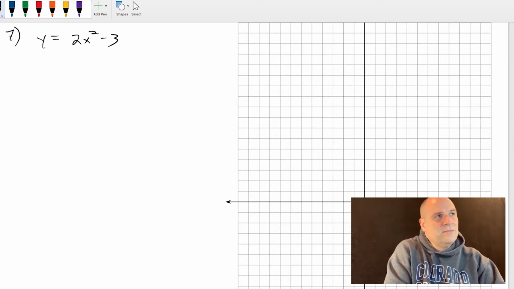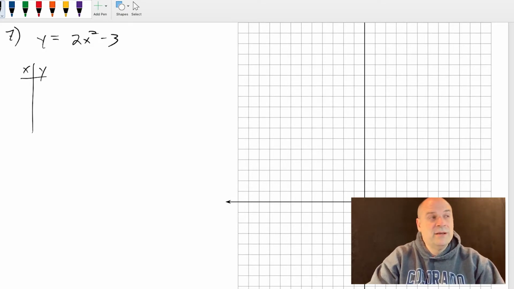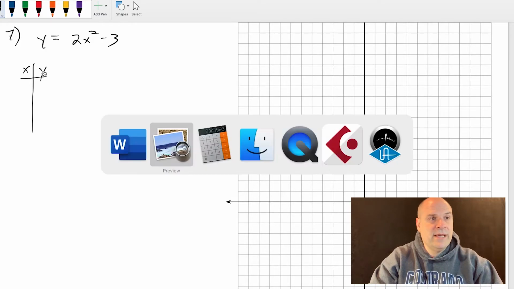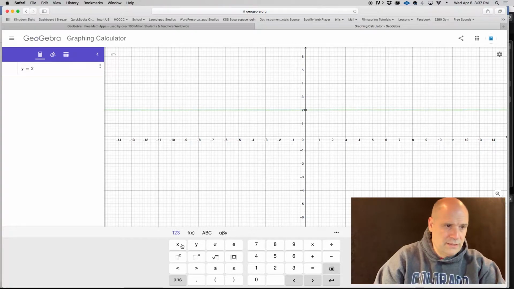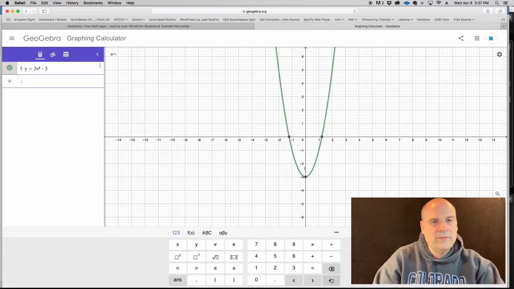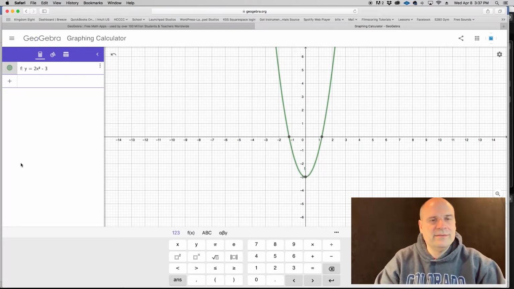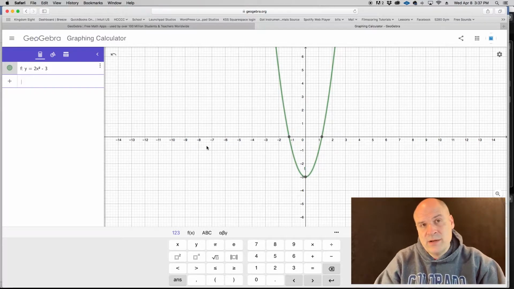Okay, so you can plot these points if you want to, or you can use a graphing calculator, and you can go to geogebra.com to do that. So let's do that. So we're gonna plug in y equals 2x squared minus 3. And that's what our graph looks like, okay? So our x value, our domain, is basically how chubby it is, how wide it is, and our range is how tall it is, right?